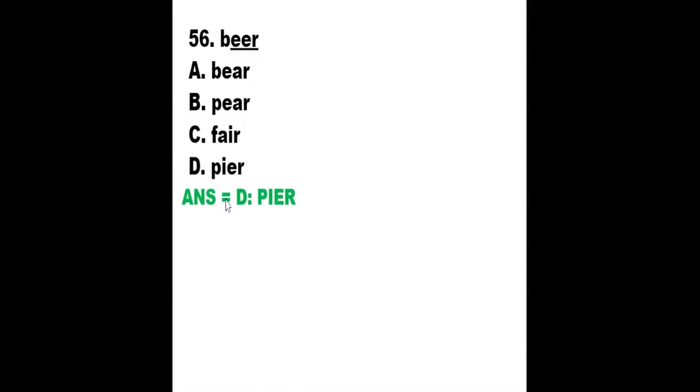The given word is beer, and so the underlined letters are EER. They represent the sound ear, a diphthong. Option A, bear, B, pear, C, fair, and D, pear. So the correct answer is D, pear, beer, pear, beer.